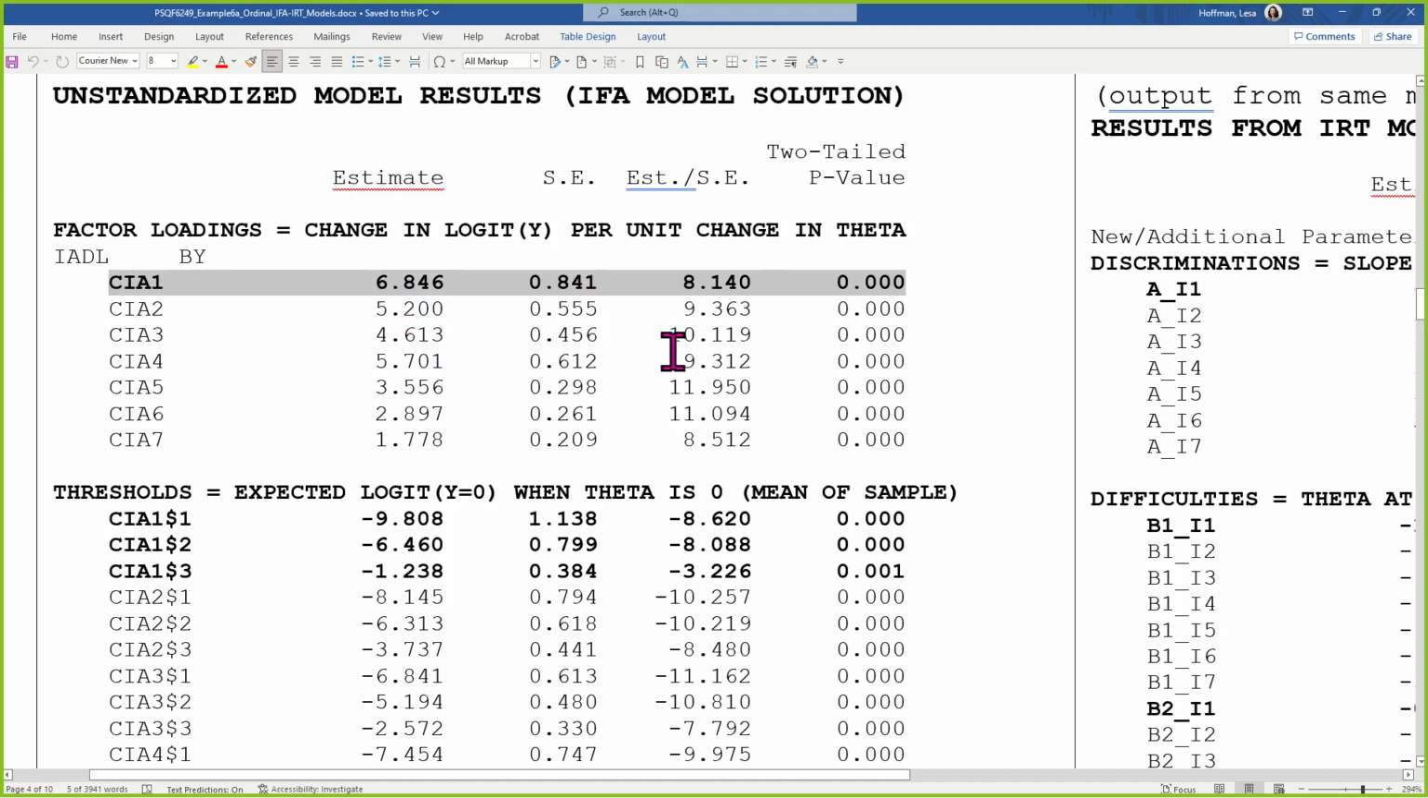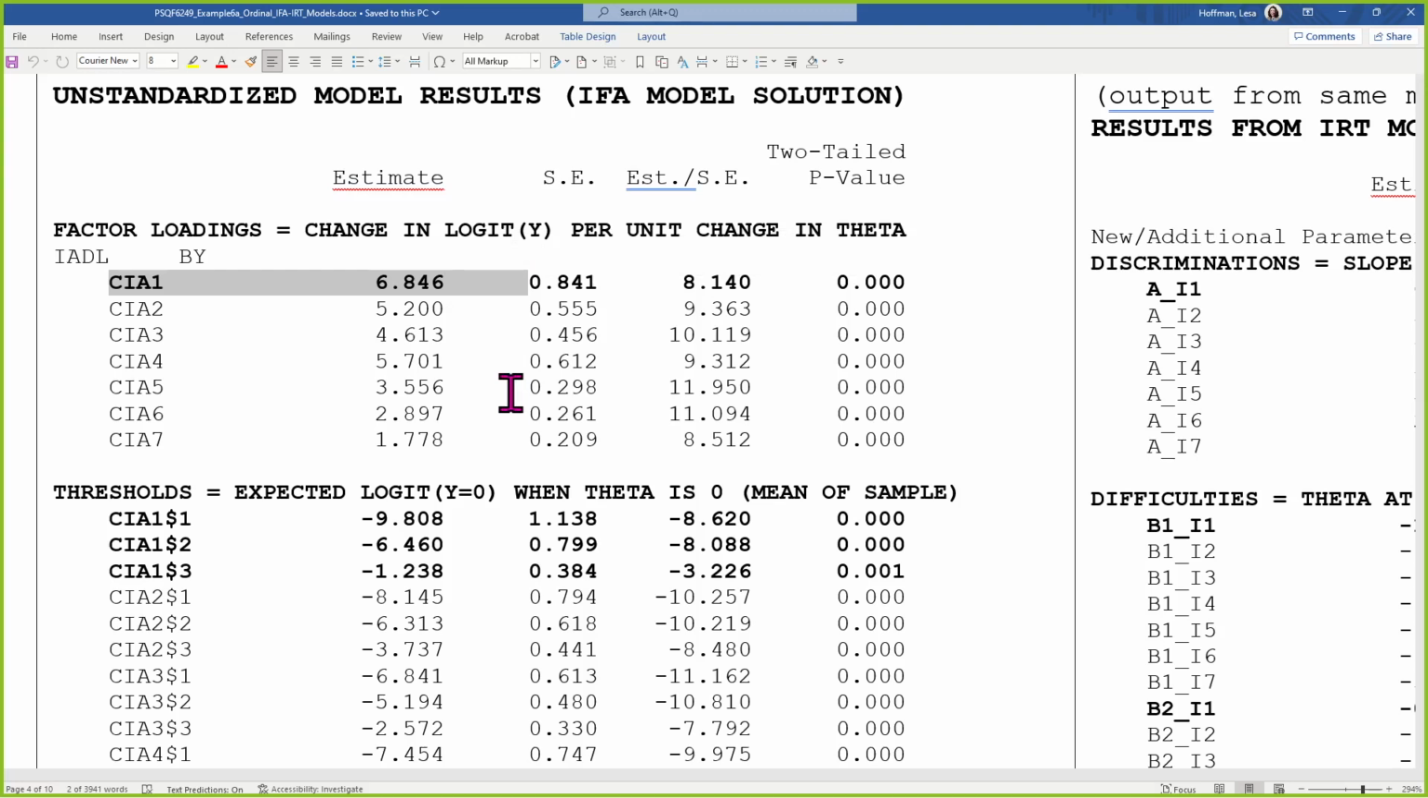I can tell you that they're significant, so p-value here, but significance is a very low bar in these models. We would expect that a loading would be significant. What we're interested in is the effect size for it. So the logit of the item response increases by 6.8 per change in theta of 1 standard deviation.